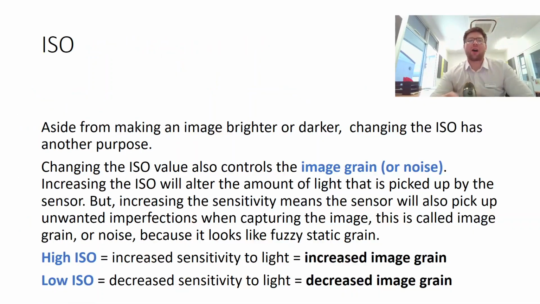So finally, we have ISO, and this also has an effect on the image other than making it brighter or darker. Changing the ISO value controls the image grain or noise. Increasing the ISO will alter the amount of light that is picked up by the sensor. So that little red thing that I was telling you about before, the sensor that gets light hitting it and turns it into a photo, you can change how sensitive it is. I think I talked about it before with the sponge. You can make it soak up more light or less light. The good thing about it soaking up more light is it means the images will be brighter.